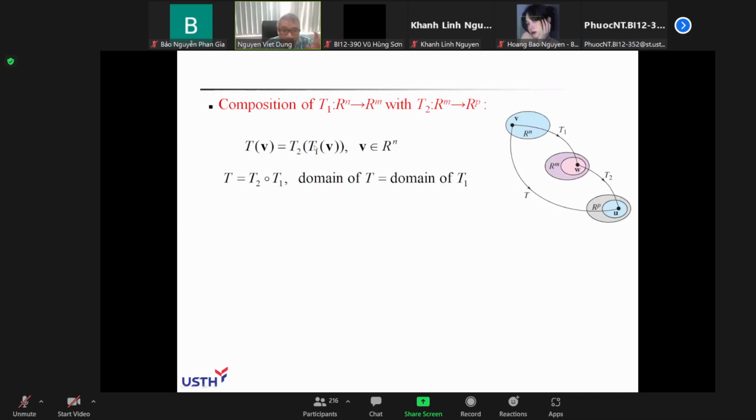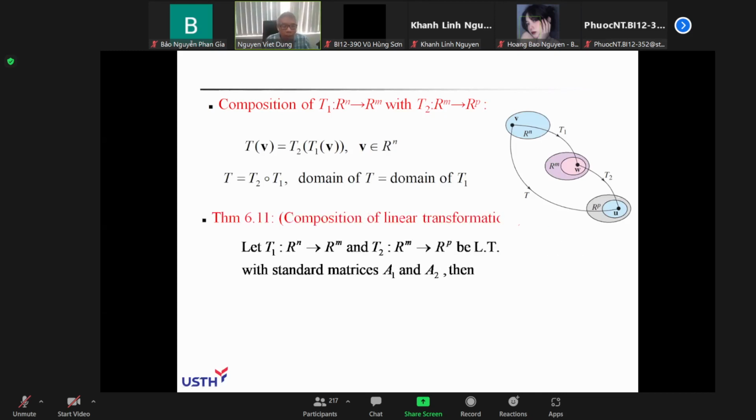Given V inside here, first you apply T1, you get T1 of V, that is something. Right? And then we apply T2 to continue to go up to here. That is the notion, the definition of composition of T1 and T2. And in that case, I denote T equal T2 composed with T1. And you should remember that the domain of the composition will be the domain of the first map, the domain of T1.